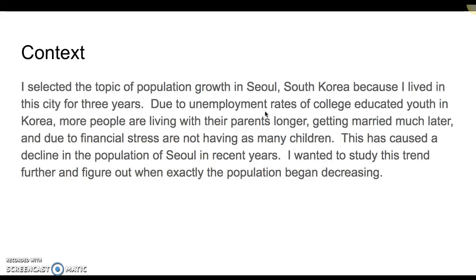Add pictures and start with giving me some context of your topic. So why did you pick it and what is the overall trend? So I talked about some unemployment rates of college educated people in Seoul and how that's affecting the population growth. People aren't getting married and having as many children because they're struggling to find a job.